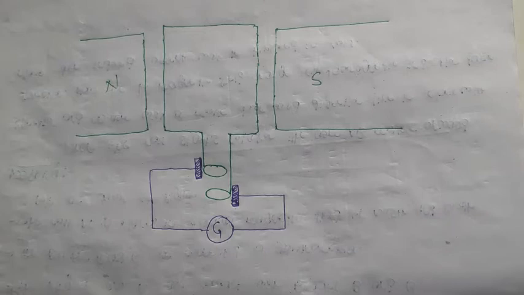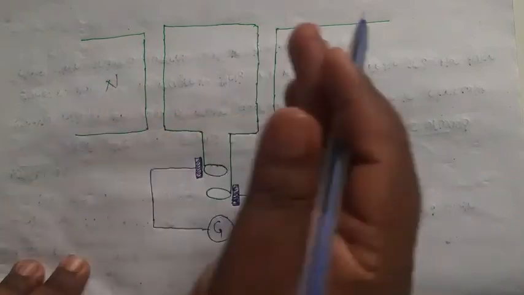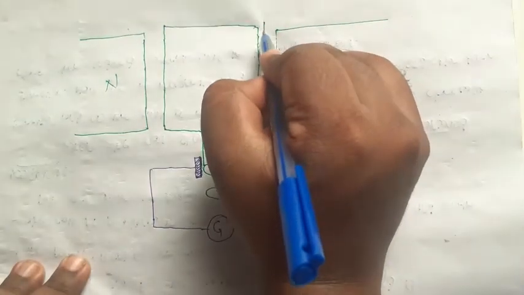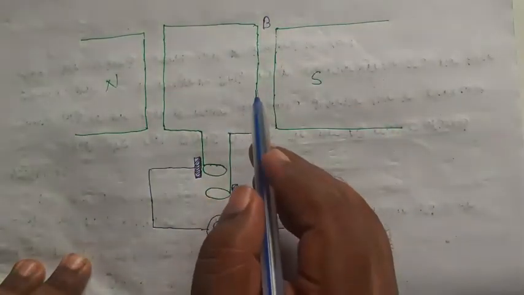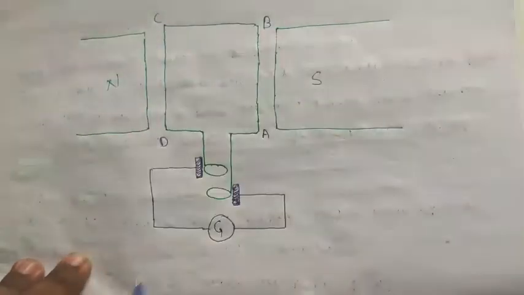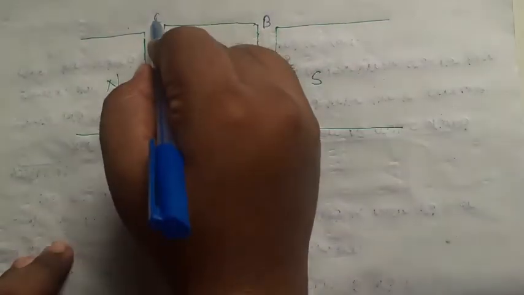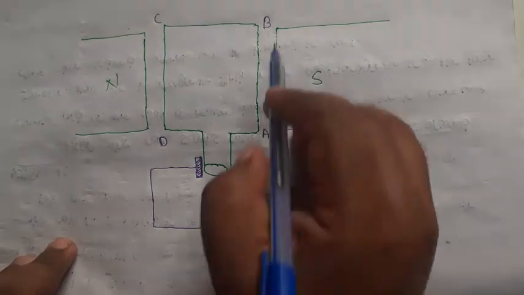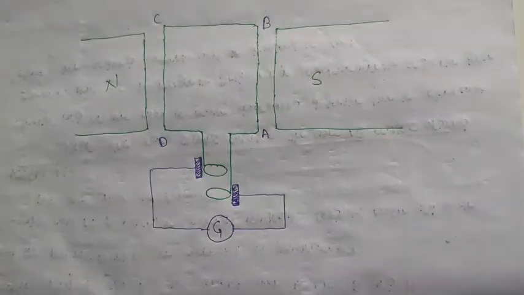after every half revolution, the AB side arm is going to take the place of CD. The CD arm is going to take the place of AB. Okay. So this side actually AB, after half revolution here CD will come. After half rotation here will come AB. So the positions of arm AB and CD are going to change their places.